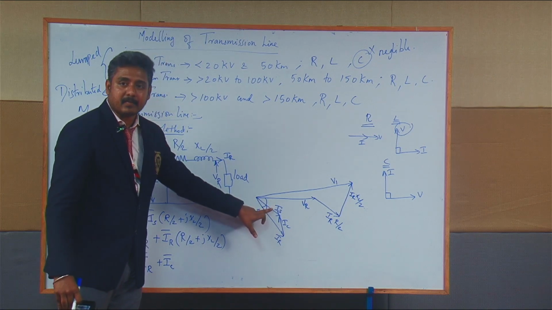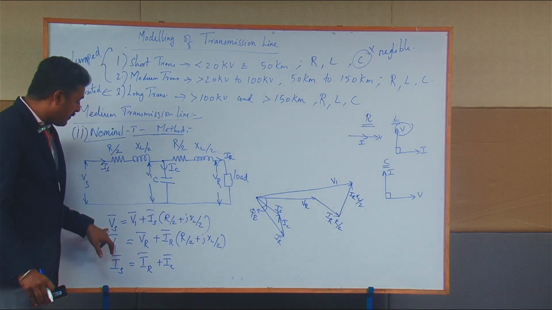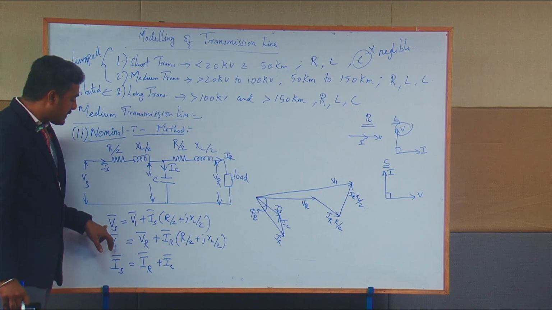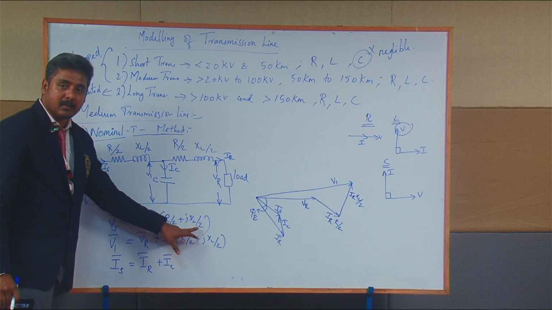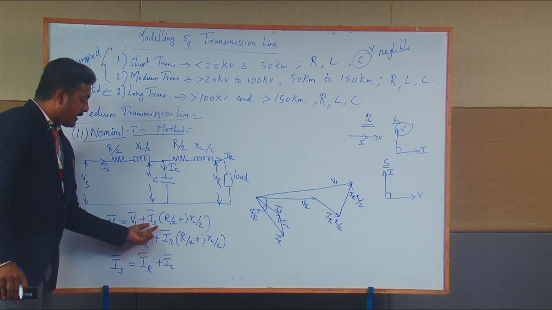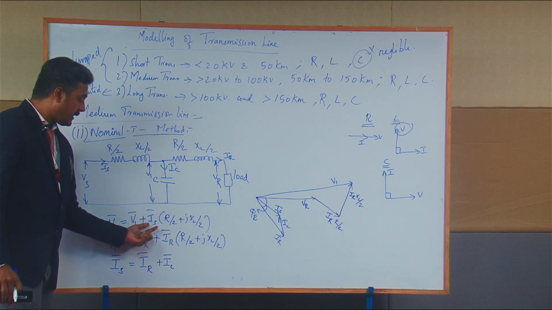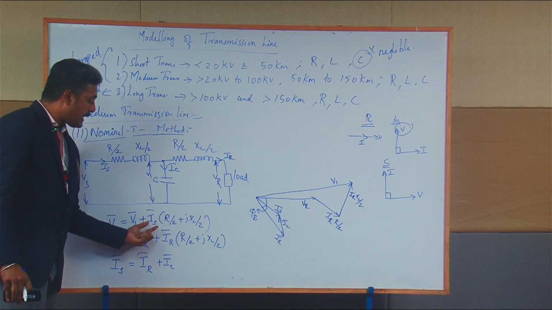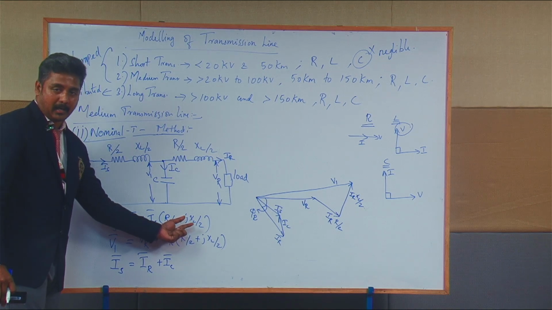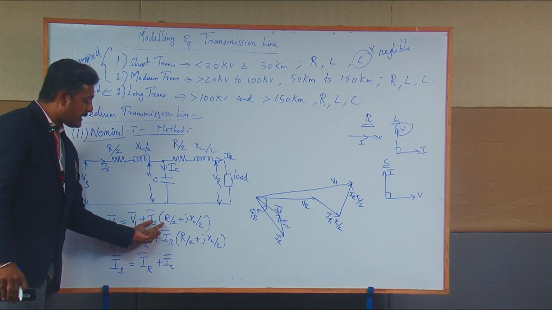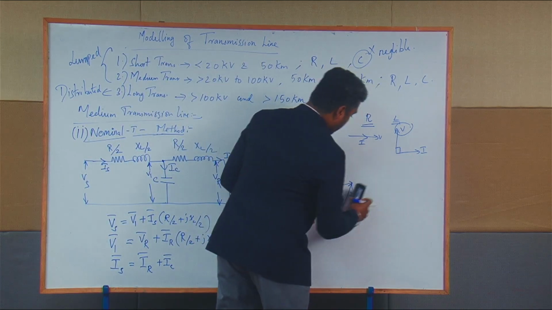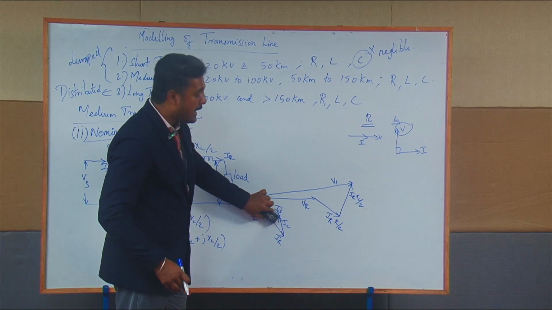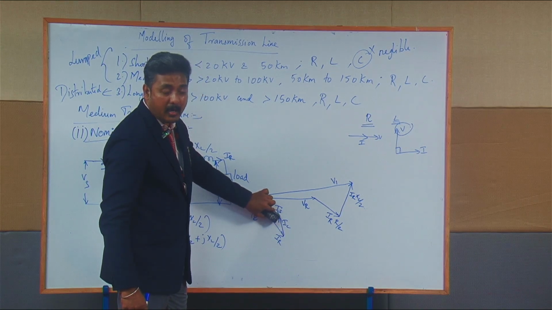After finding this Is vector, I can find the value of the Vs vector, where Vs vector equals V1 vector plus Is into R by 2 plus j into XL by 2. I know the value of the Is vector here. Therefore, I can draw the Is into R by 2 vector and the Is into XL by 2 vector. First we have to draw the Is into XL by 2 vector.